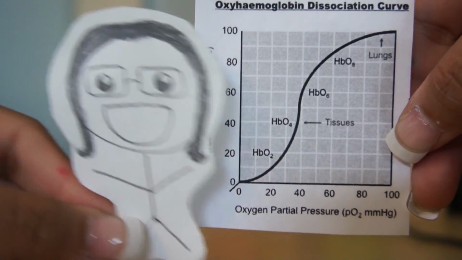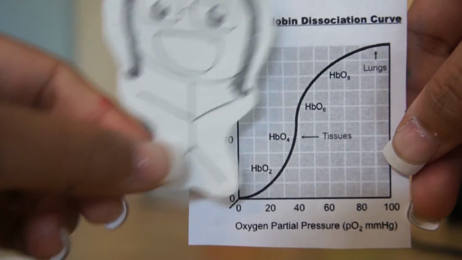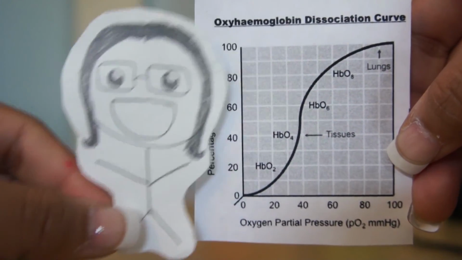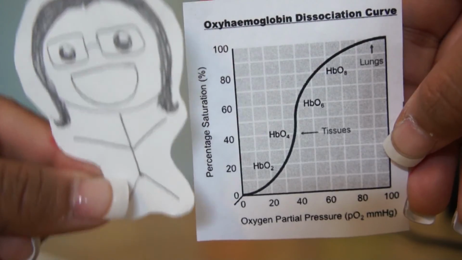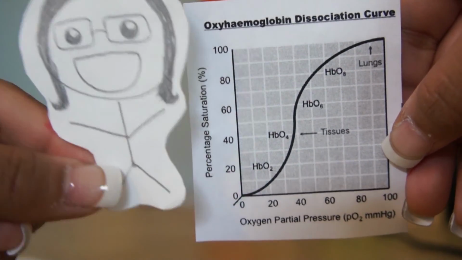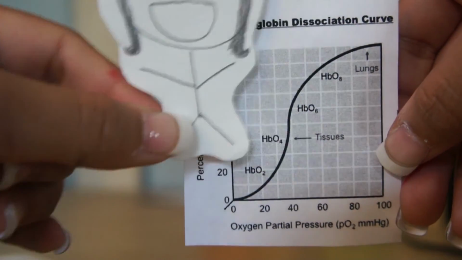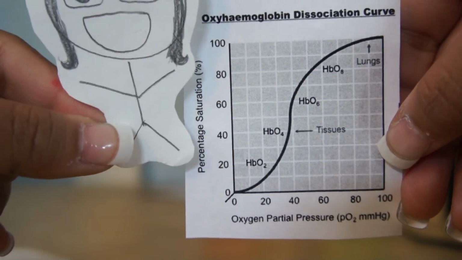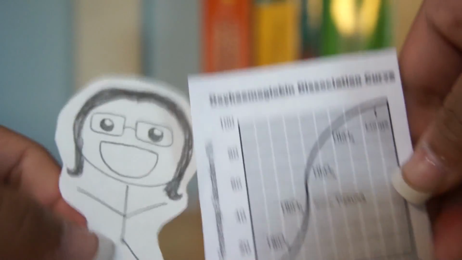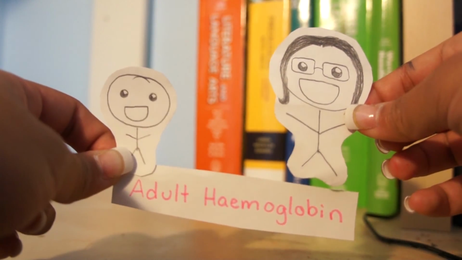So at low O2 levels, around here, the percentage saturation will be very low, while at higher levels, the molecules will be very saturated. Because binding potential increases with each additional oxygen molecule, hemoglobin displays a sigmoidal, S-shaped, dissociation curve. So it's going to keep increasing until it reaches full saturation. Get it? Yeah. So now we'll begin with adult hemoglobin.